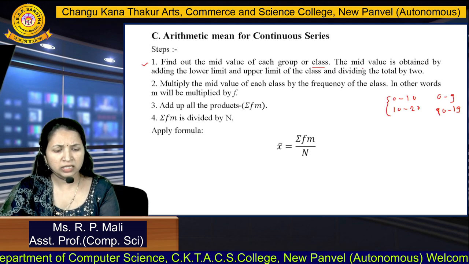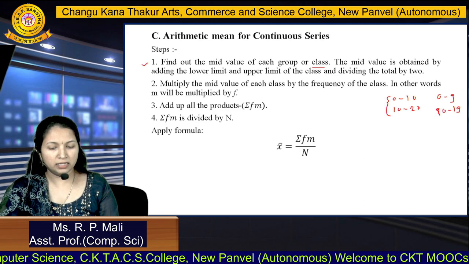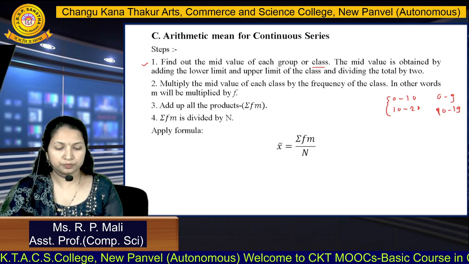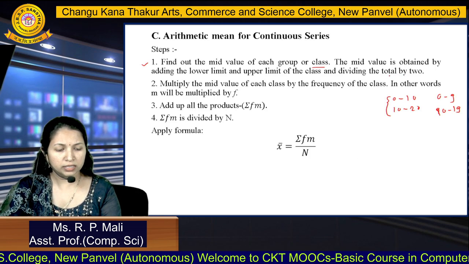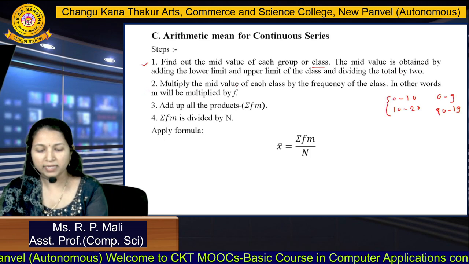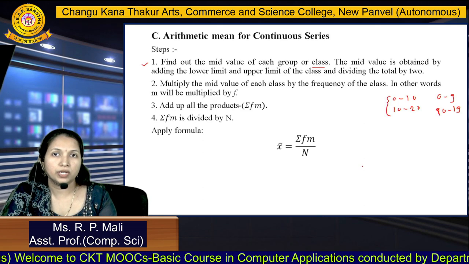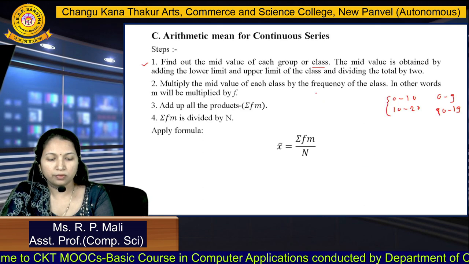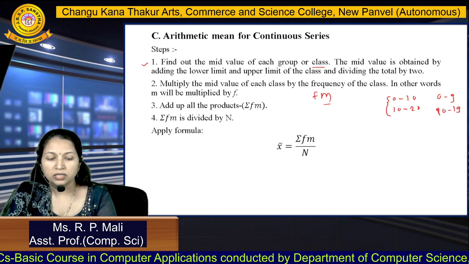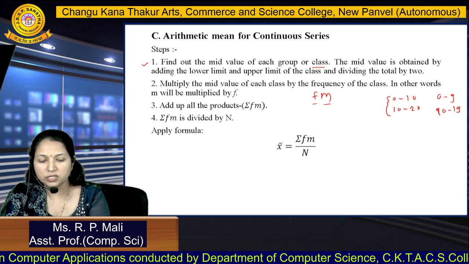The mid value is obtained by adding the lower limit and the upper limit of the class and dividing the total by 2. After that, we're going to multiply that mid value with the frequency of the class. So you'll get the column as what? Fm, where m is the mid value and F is the frequency. Then we're going to add this product.